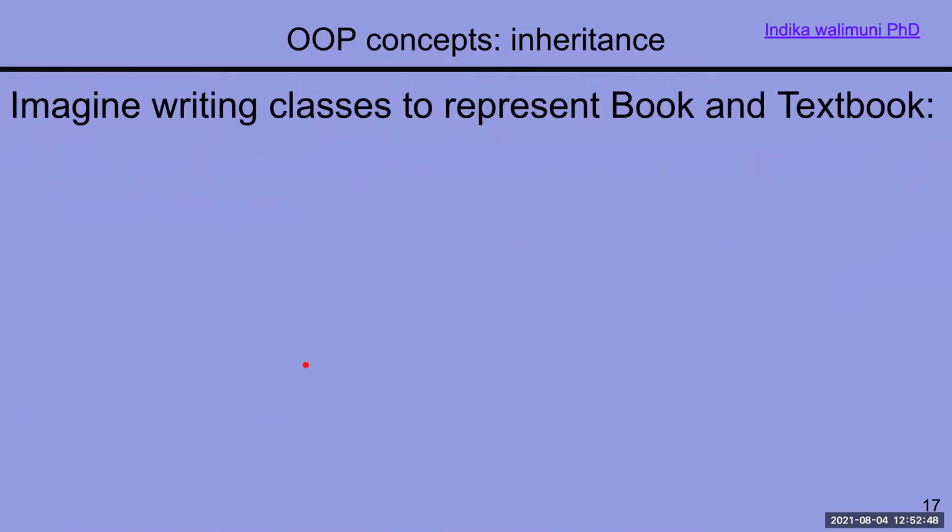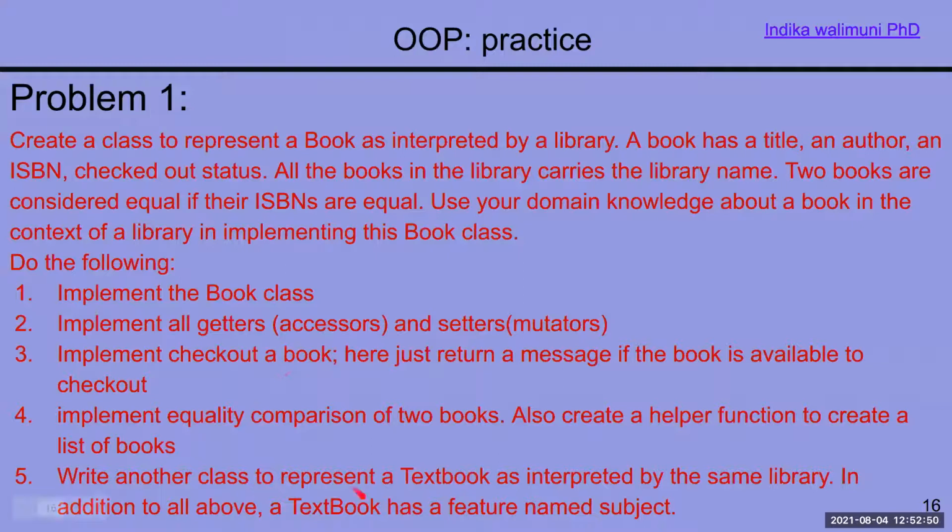Oops. Write another class to represent a textbook as interpreted by the same library. So we know that a textbook has a subject, right? So textbooks are like, for example, if it is Python, that's the subject of the textbook. So if it is physics, physics is the subject. So in addition to all those book features, a textbook has this additional feature called subject. Okay, so let's try this one too. Okay.